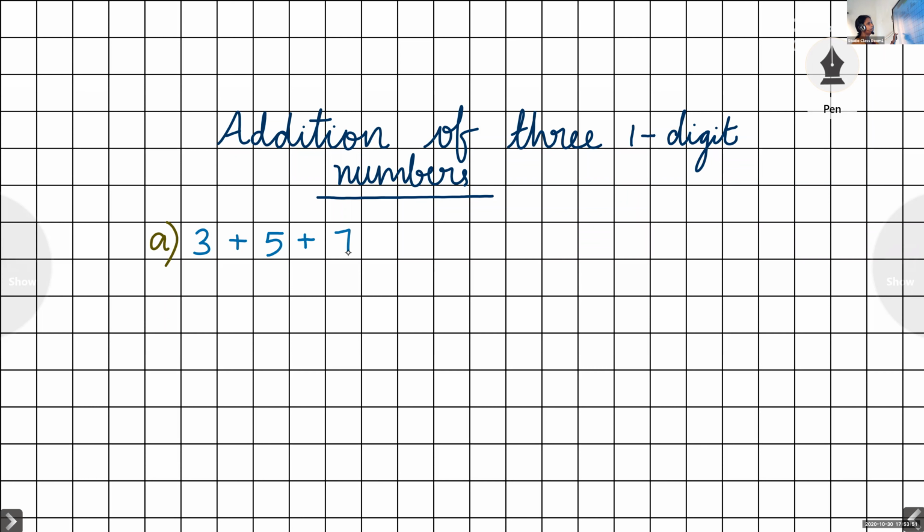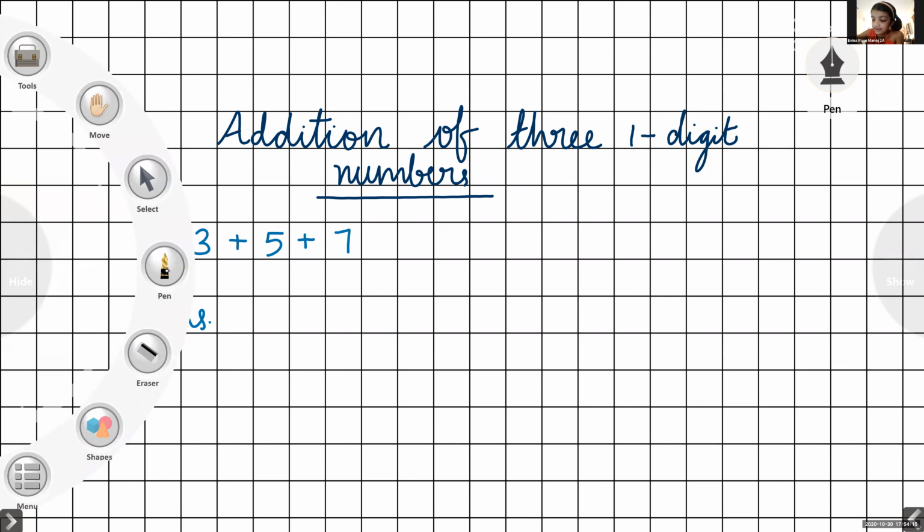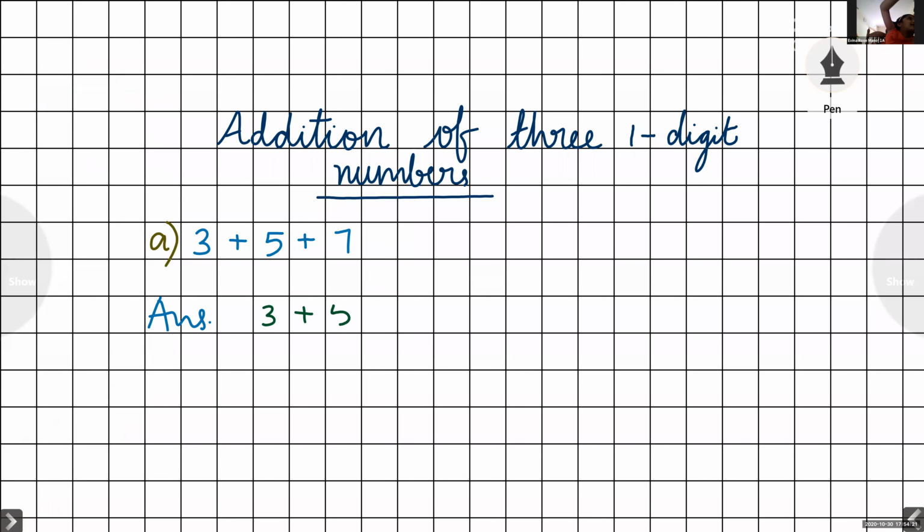Jennifer, which is the first number here? 3. Second number? 5. Third number? 7. So let us write the answer. Write the question one more time: 3 plus 5 plus 7. Now let us add 3 plus 5. What is the answer?